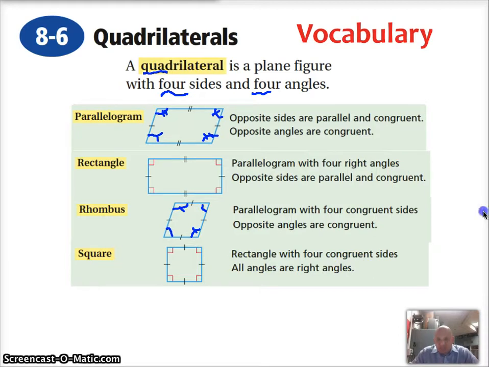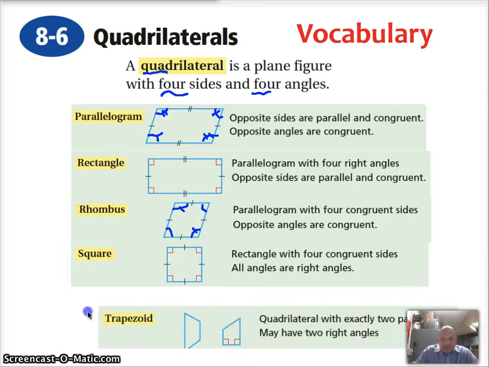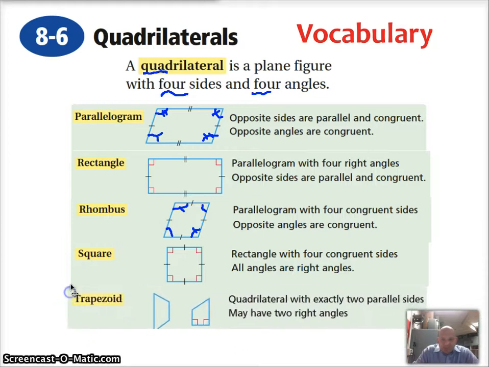Finally, we come to the last quadrilateral, and that's the trapezoid. This is a quadrilateral with exactly 2 parallel sides. It says it may have 2 right angles as well, but the important thing is 2 parallel sides. This side is parallel to this side. Different lengths, but they are parallel. The other 2 remaining sides opposite each other are not parallel.